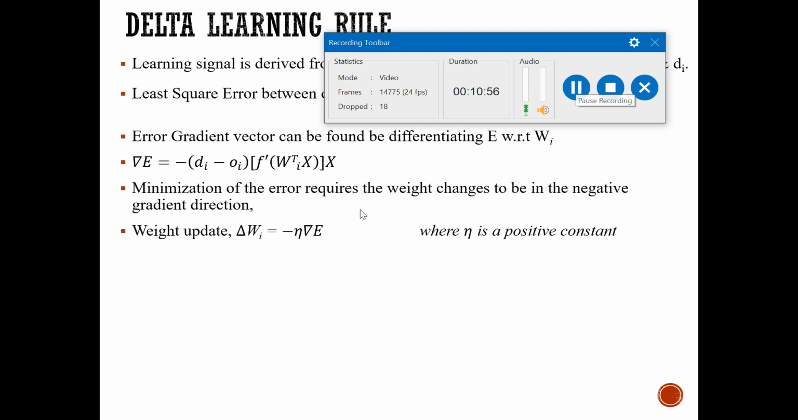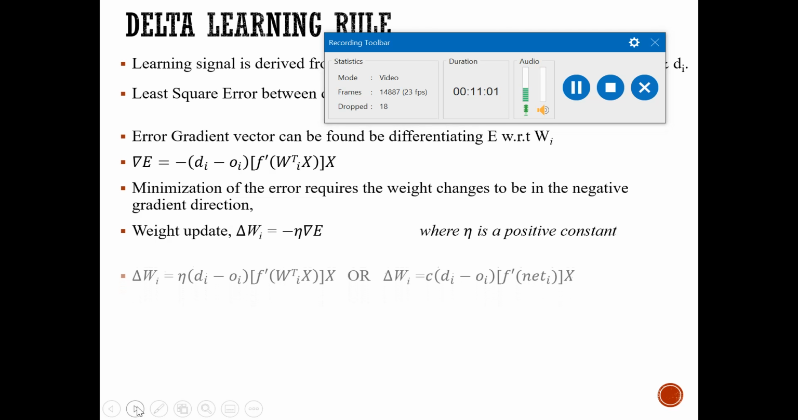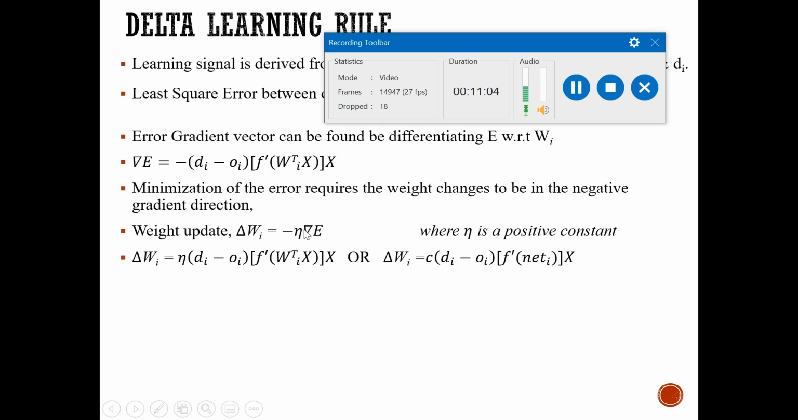It is said that eta is a positive constant. So it cannot be negative, because if it is negative, then the weight increment will not be in the right direction. So eta is a positive constant. So the weight update equation will be nothing but eta. I have substituted this del E in this equation. This negative sign and this negative sign will get cancelled, and I get this. So delta Wi will be nothing but eta (di minus oi) f'(net) into x.